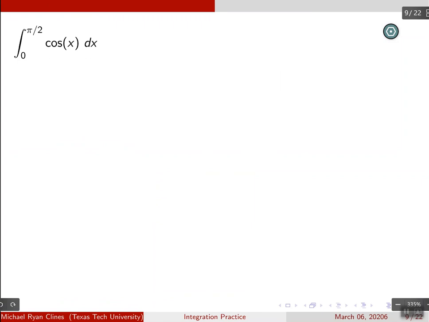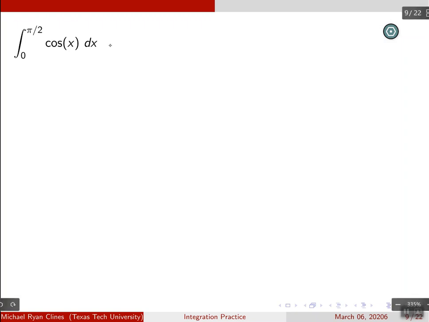All right, let's try another example. This one's a little bit easier than that last one. To evaluate the integral from 0 to pi over 2 of cosine of x dx, well, this one, no tricks. No power rule, no u substitution. This one is straight up just anti-differentiation, recognizing a relationship between a function and its antiderivative.